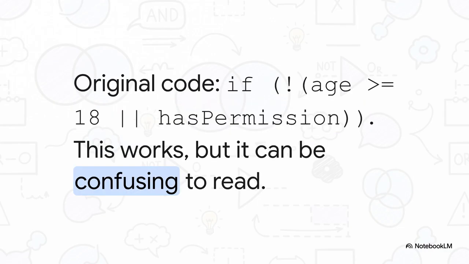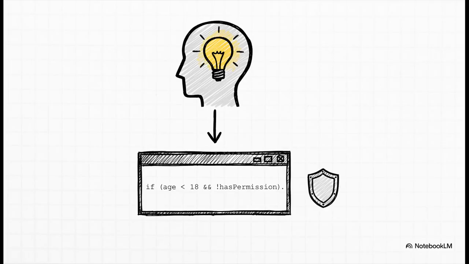Here's how this looks in some actual code. You see this kind of if statement all the time. And yeah, it works, but it's clunky. It makes you stop and think, wait, not age is greater than or equal to 18 or has permission? What does that even mean? It's just not intuitive. But now watch this.